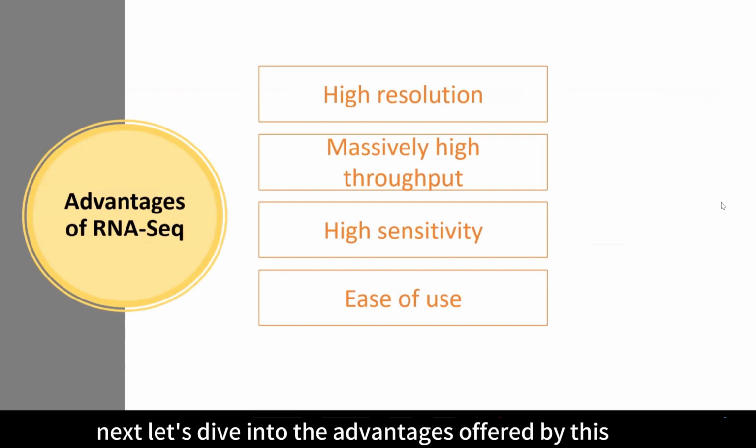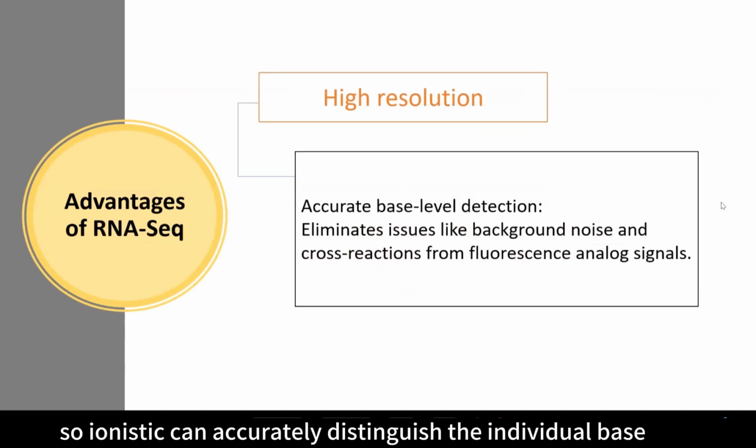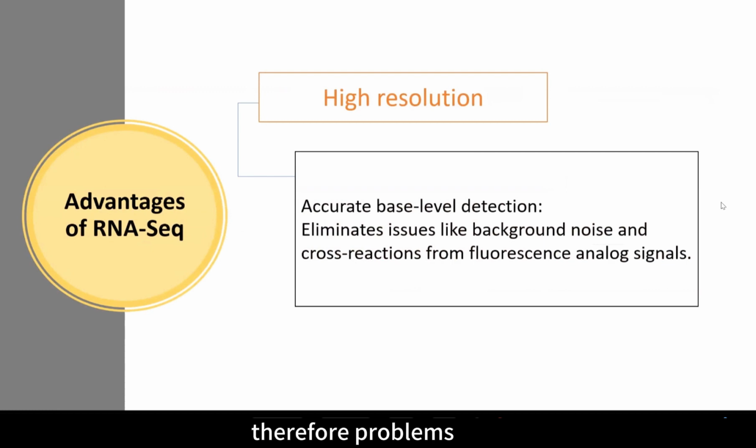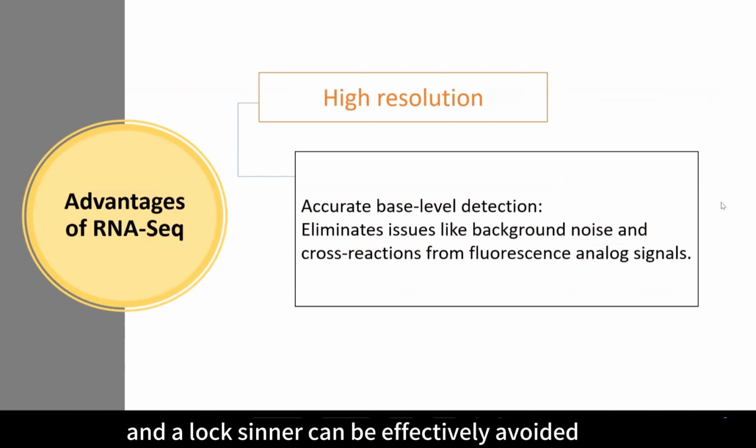Next, let's dive into the advantages offered by this approach, highlighted as follows. First are high resolution, massive high throughput, high sensitivity, and ease of use. RNA-seq can accurately distinguish the individual bases. Therefore, problems such as background noise and cross reaction caused by the fluorescence analog signal can be effectively avoided.